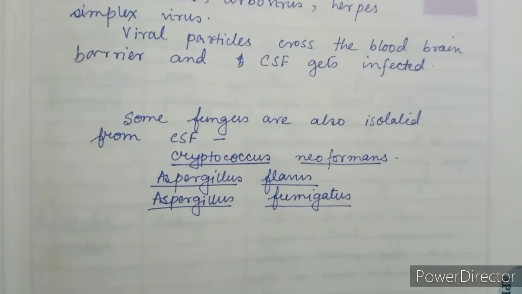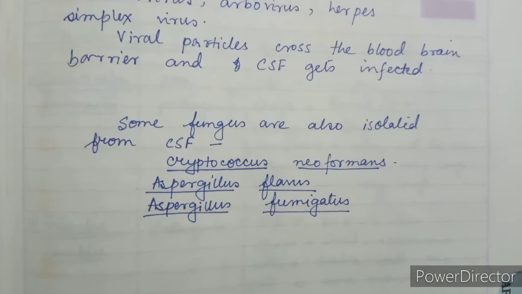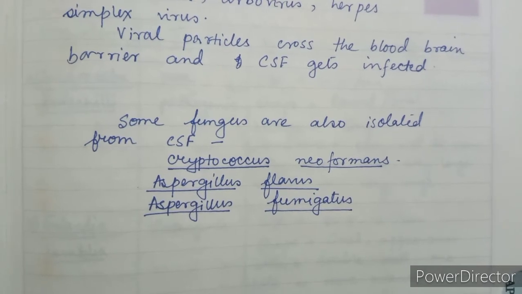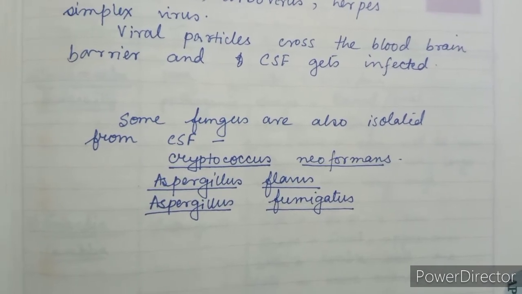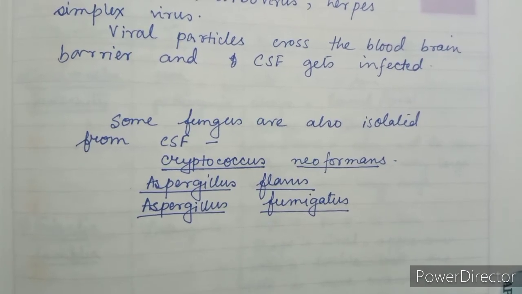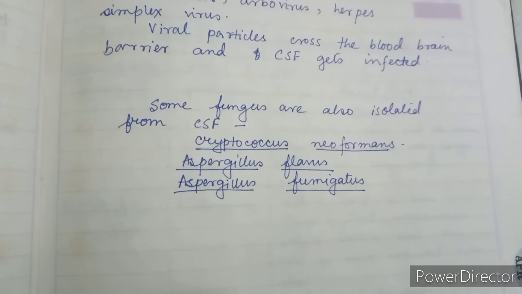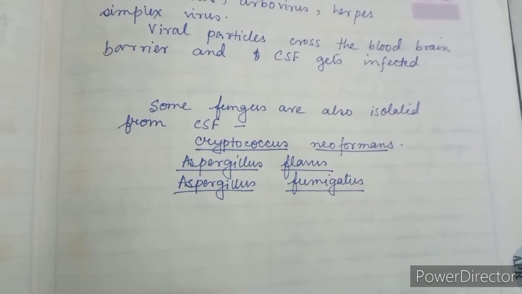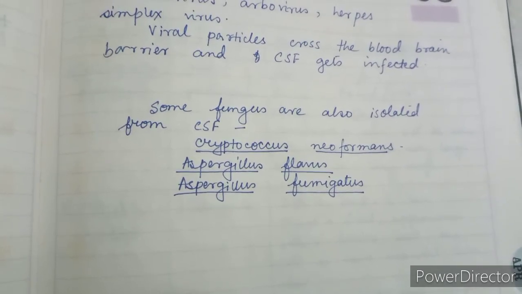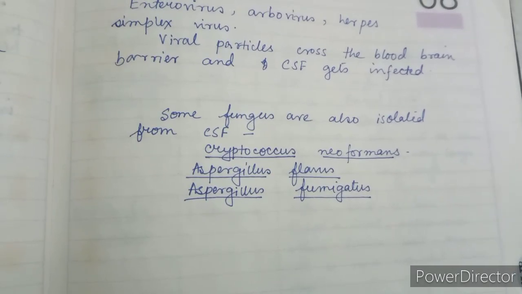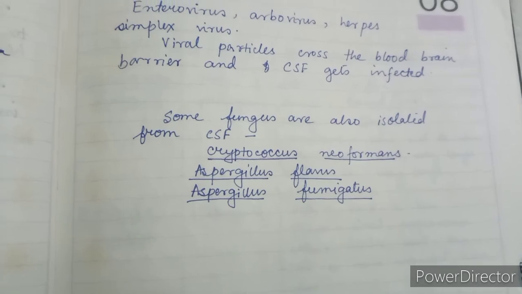Some fungi are also very common and are isolated from CSF. These fungi are Cryptococcus neoformans, Aspergillus flavus, Aspergillus fumigatus, etc. This is the last part of the CSF analysis, that is the microbiological aspects, the different kinds of microorganisms present in CSF, and here this is the end of the video.